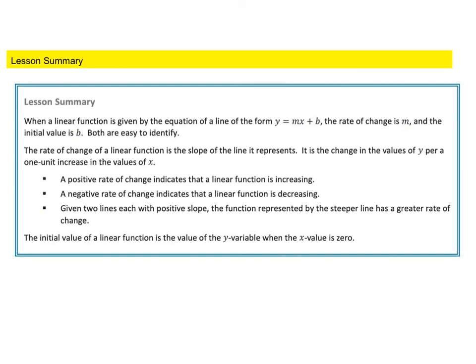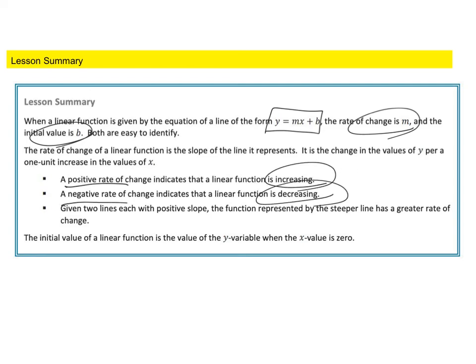Our lesson summary is that when a linear function is given by the equation in y equals mx plus b format, your rate of change is your m, and your initial value is your b. They're easy to identify. What's a little bit more difficult is interpreting it, okay? So just within the context of your situation, make sure you're reading through that and understanding what it actually means, okay? Going on, positive rate of change means that it is increasing. Negative rate of change means it's decreasing, and you'll see that graphed as a negative and positive slope, okay?